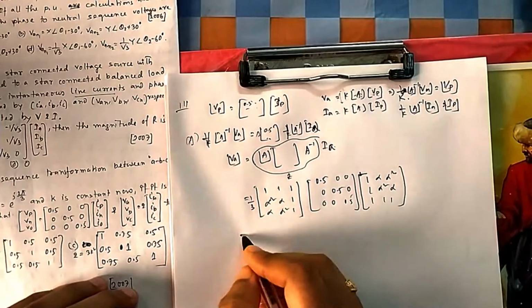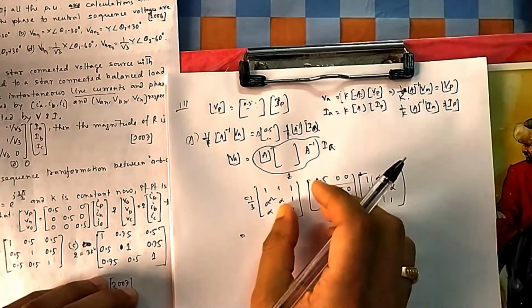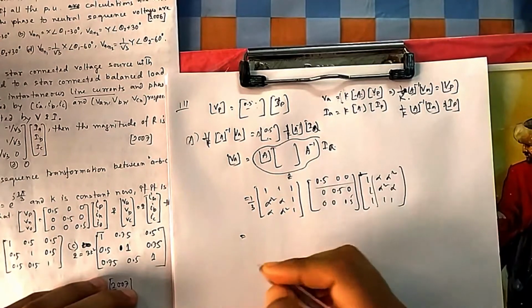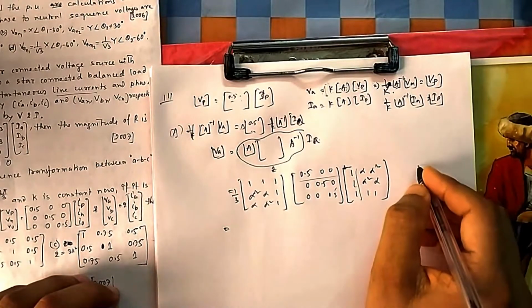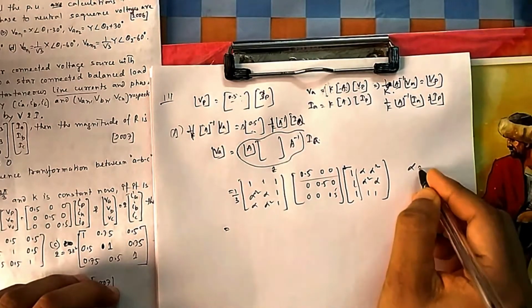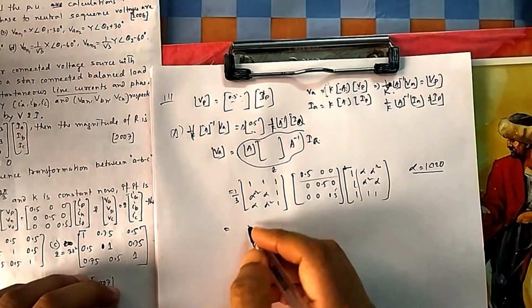Now you can take the product of these two. I think you can do this product. First you do this product, then you do this other product. Finally, when you do all these products, you have to use the property that α is equal to 1∠120°. At the end, if you use this property, finally you will get it in this way.